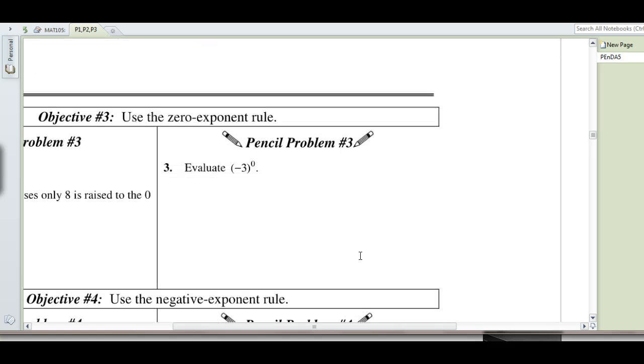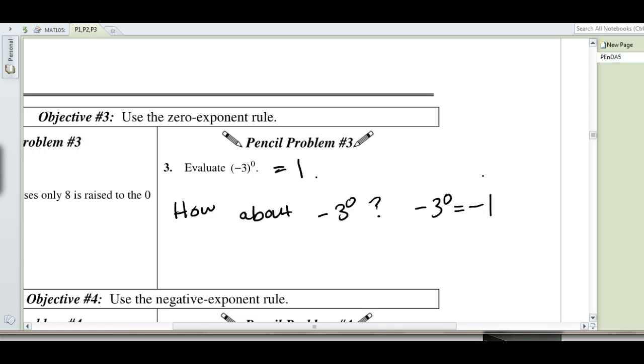Alright, -3 to the 0 power, well, that's easy. Anything to the 0 power is equal to 1. Let me ask you a separate, trickier question. How about -3 to the 0 power? Is there a difference between (-3) in parentheses to the 0 power and -3 with no parentheses raised to the 0 power? Well, this one actually equals -1, if you can believe that.